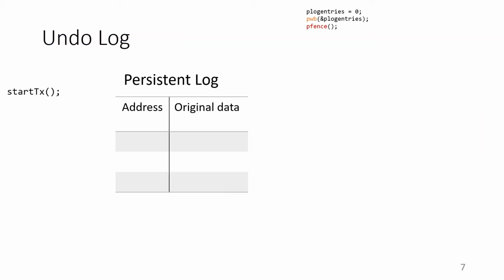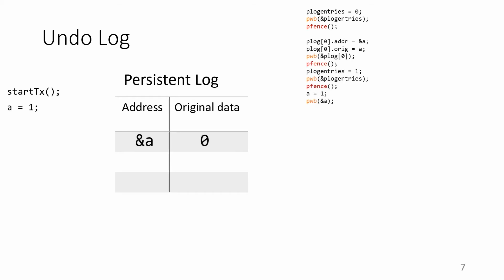Let's start with a small example for undo log. Suppose we have a short transaction where all we do is a equals 1 and the original data was 0. So we keep on the log, before executing this instruction a equals 1, the address of a and the value that was written on a. That's what all the code on the right side does. You need to flush and fence the contents of the log. You need to update the size of the log, and then you need to write the new data a equals 1 and finally flush it.